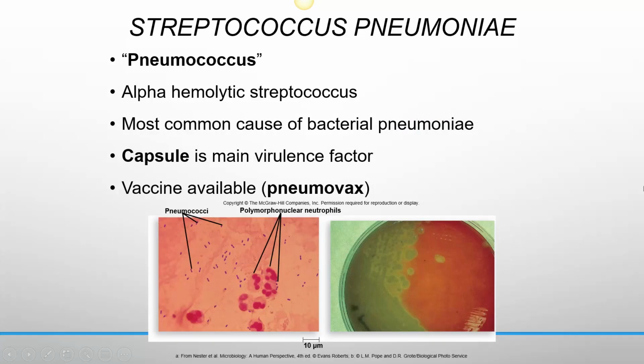So some of the most common causes of pneumonia. Strep pneumoniae. This is known as the pneumococcus. It's an alpha hemolytic streptococcus, so it turns green on the plate. It's the most common cause of bacterial pneumonia, and its capsule is its main virulence factor. So on the plate you can see how slimy it looks. That's because of that gel-like layer that surrounds the cell. There is a vaccine that's available, the Pneumovax, and this vaccine is especially important in elderly patients.